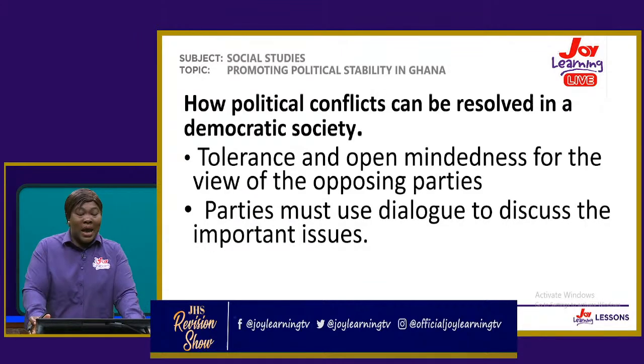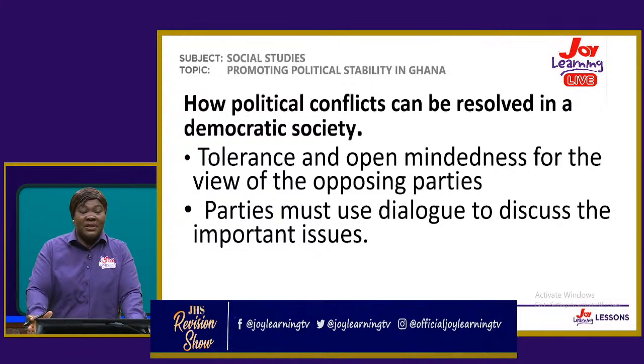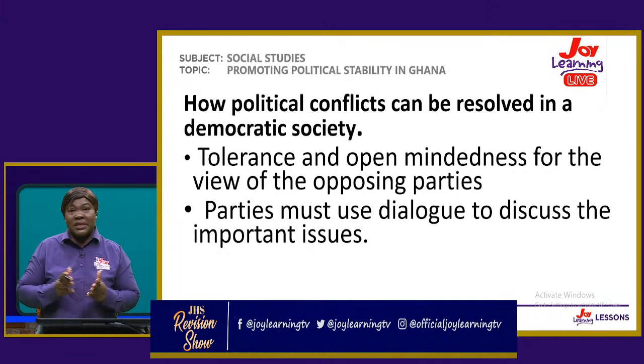Now let's look at how political conflicts can be resolved in a democratic society. So all these instability and stability points that we have discussed, we are looking at how conflicts can be resolved in a democratic society. One, tolerance and open-mindedness for the views of the opposing party. You have to tolerate each and everyone. The next point is parties must use dialogue to discuss important issues.